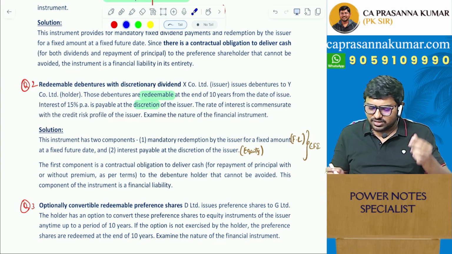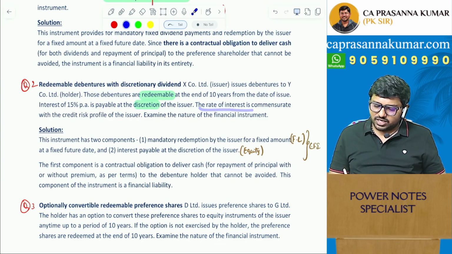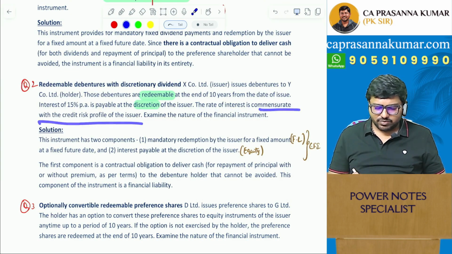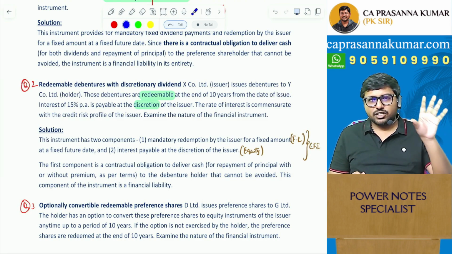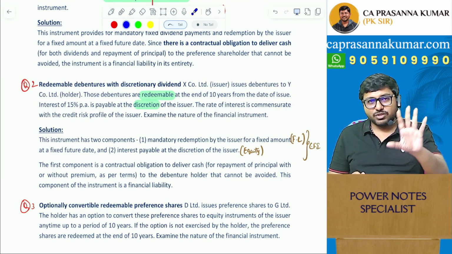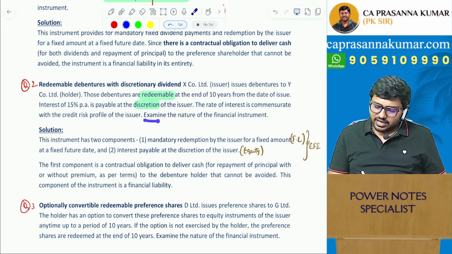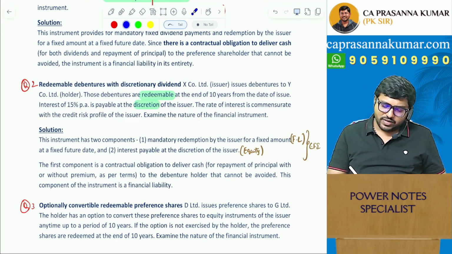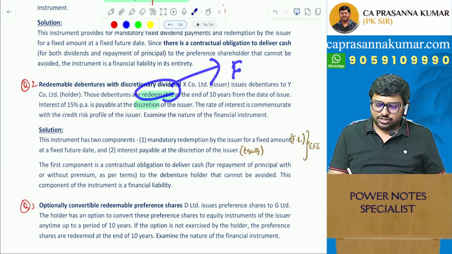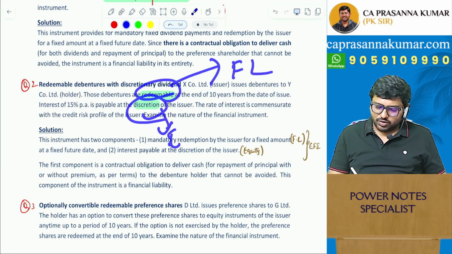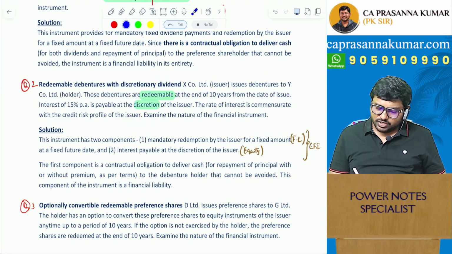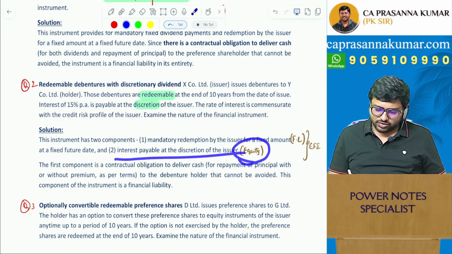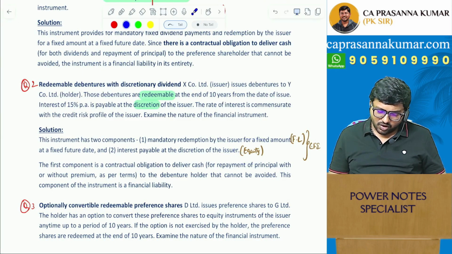Let us look at the other sentence. The rate of interest is commensurate with the credit risk profile of the issuer, which means whatever the market risk profile is, your return is on par with your risk. So there is no problem. Examine the nature of the financial instrument. Redeemable, financial liability. Discretion, this is equity. In that case, this becomes a compound financial instrument. Got it? So mandatory redemption, financial liability. Interest payable at the discretion of the issuer, equity. So obviously it has to be a compound financial instrument.